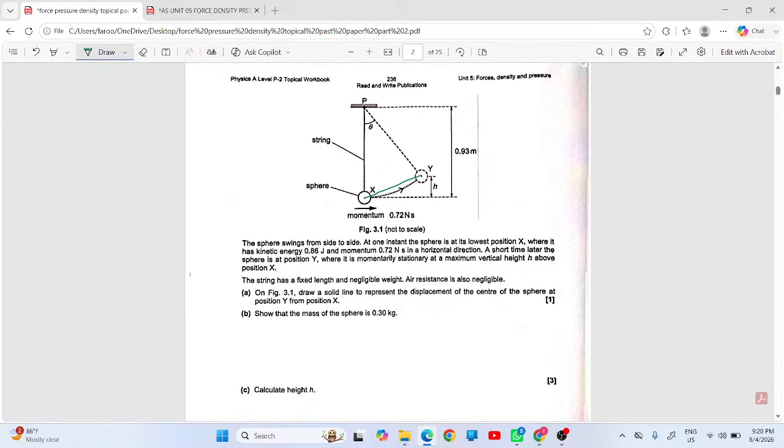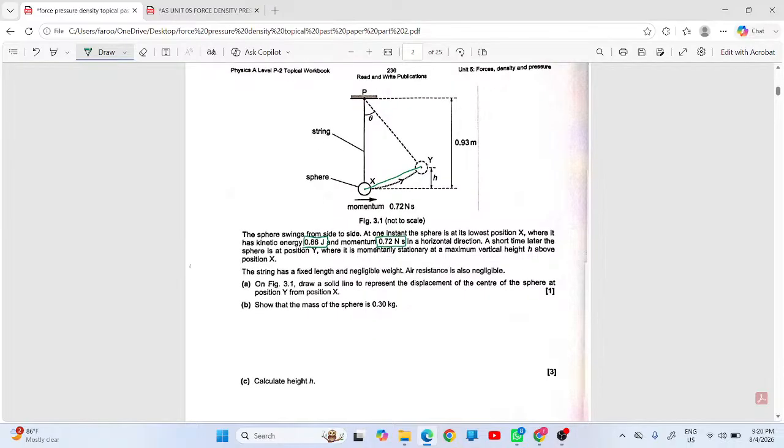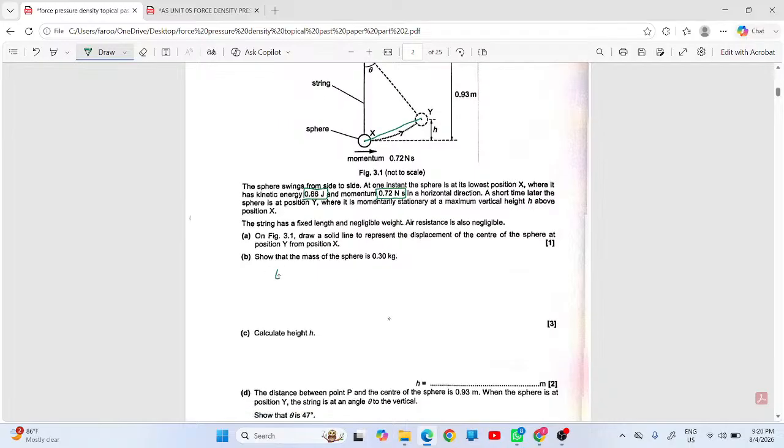Now show that the mass of the sphere is this. How can we show that the mass of the sphere? How many things are given? The kinetic energy is given. Momentum is given. Kinetic energy का एक फॉर्मूला लिखें. Kinetic energy is half mv square or kinetic energy is also equal to p square over 2m. This is the formula of kinetic energy in terms of momentum and mass.